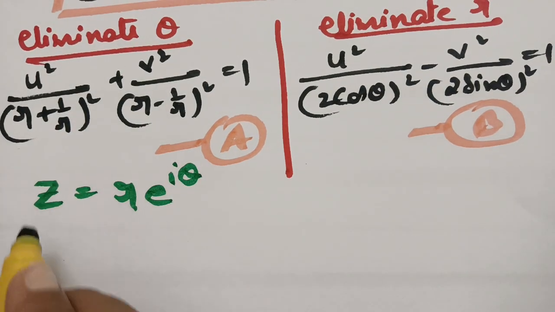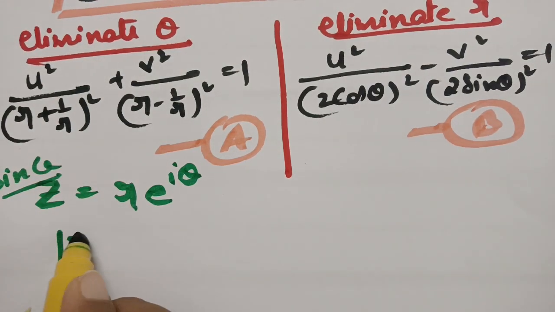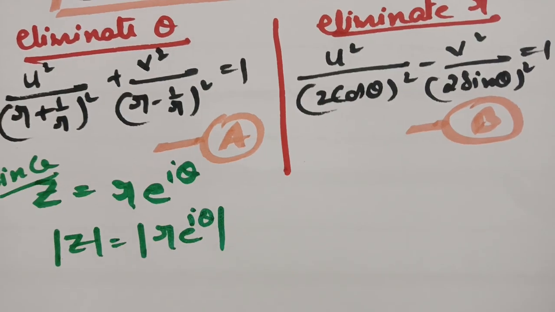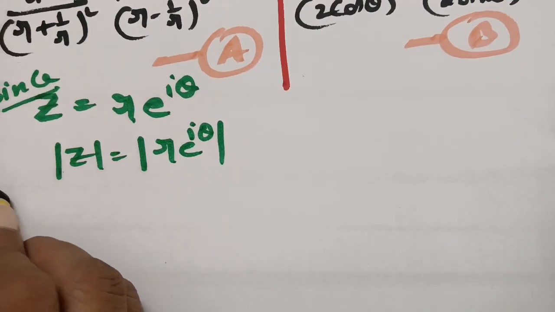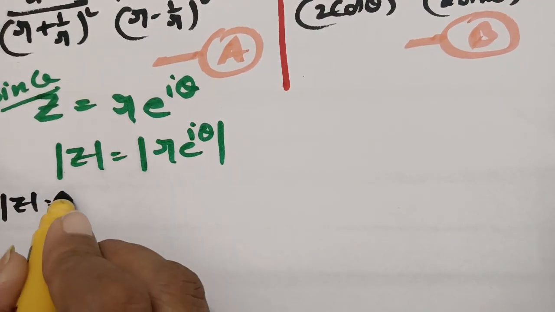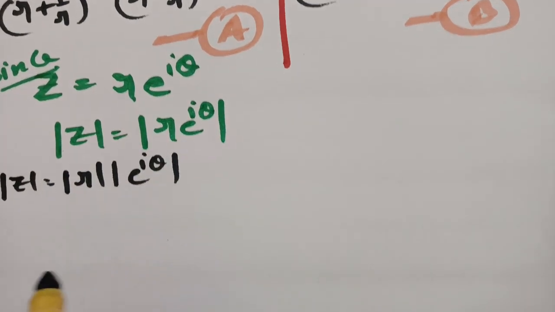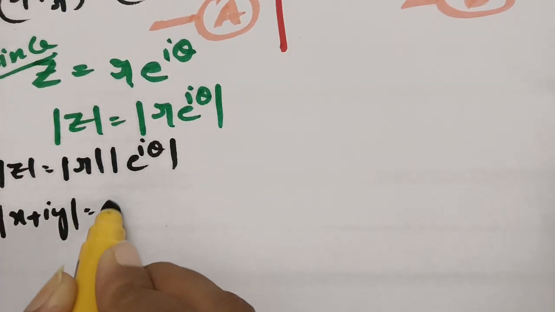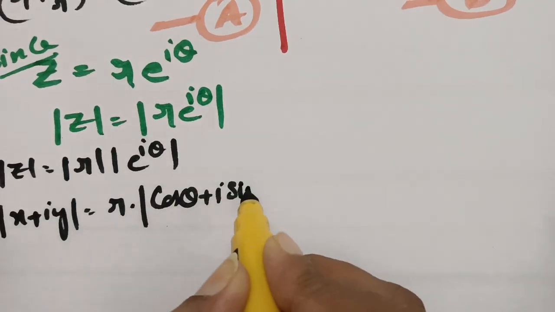So now, since Z is equal to r e power i theta, I am taking modulus on both sides. Clear? So if I take modulus on both sides, see what happens here. Modulus of z is equal to mod r times mod e power i theta. Mod z is nothing but mod of x plus iy. This is r as it is, and this will be cos theta plus i sin theta.